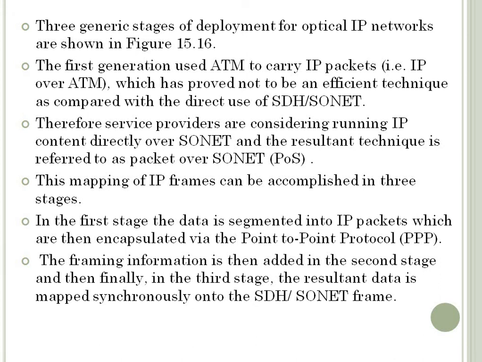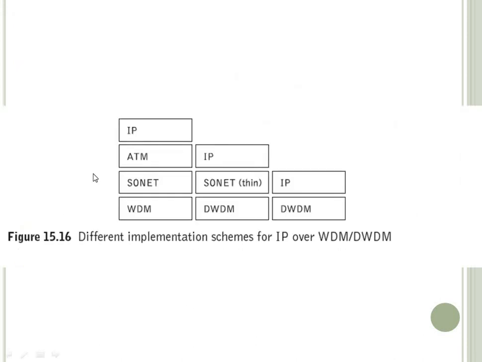So the second stage and column that is shown here shows the three tiers comprising Internet protocol, a thin layer of SONET, and dense WDM.